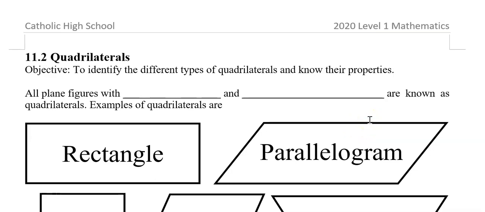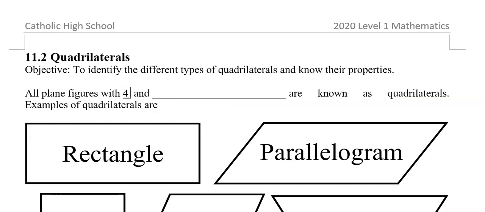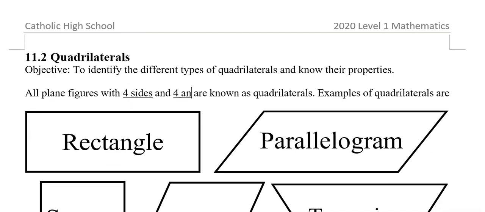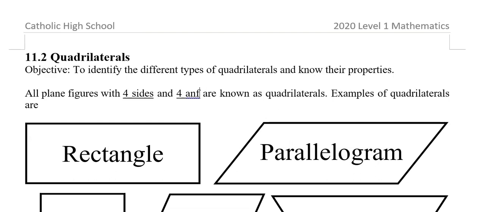Good day, everyone. Today we'll be doing 11.2 on quadrilaterals. As we previously know, quadrilaterals are four-sided figures. They are in fact plane figures with four sides and four angles. To put it plainly, all plane figures with four sides and four angles are known as quadrilaterals.